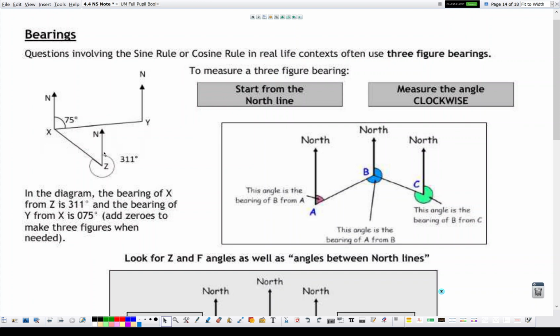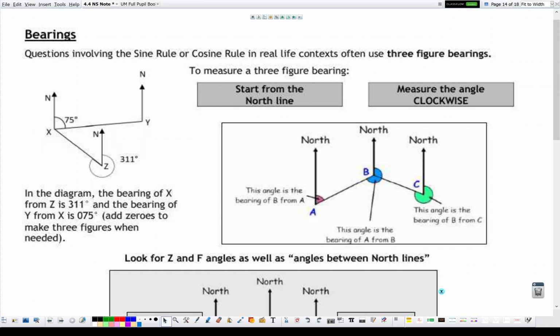So the clockwise direction is starting at the north line and going around clockwise, around the bottom, back round to where the line to X goes. So that is a bearing of 311 degrees. So your three-figure bearing is anywhere between 0 and 360, a full turn. That's what a three-figure bearing is. So just think of it as the angles inside a circle. It's anything between 0 and 360, and it's always measured clockwise.